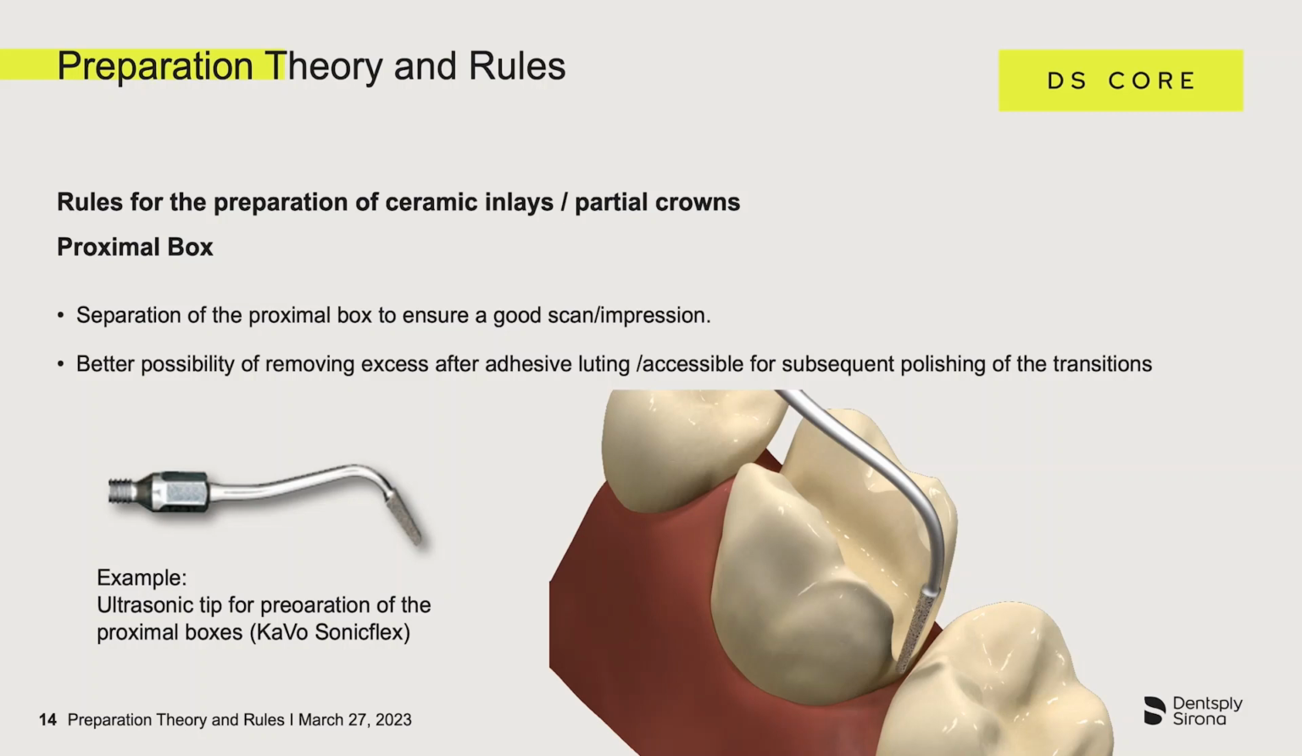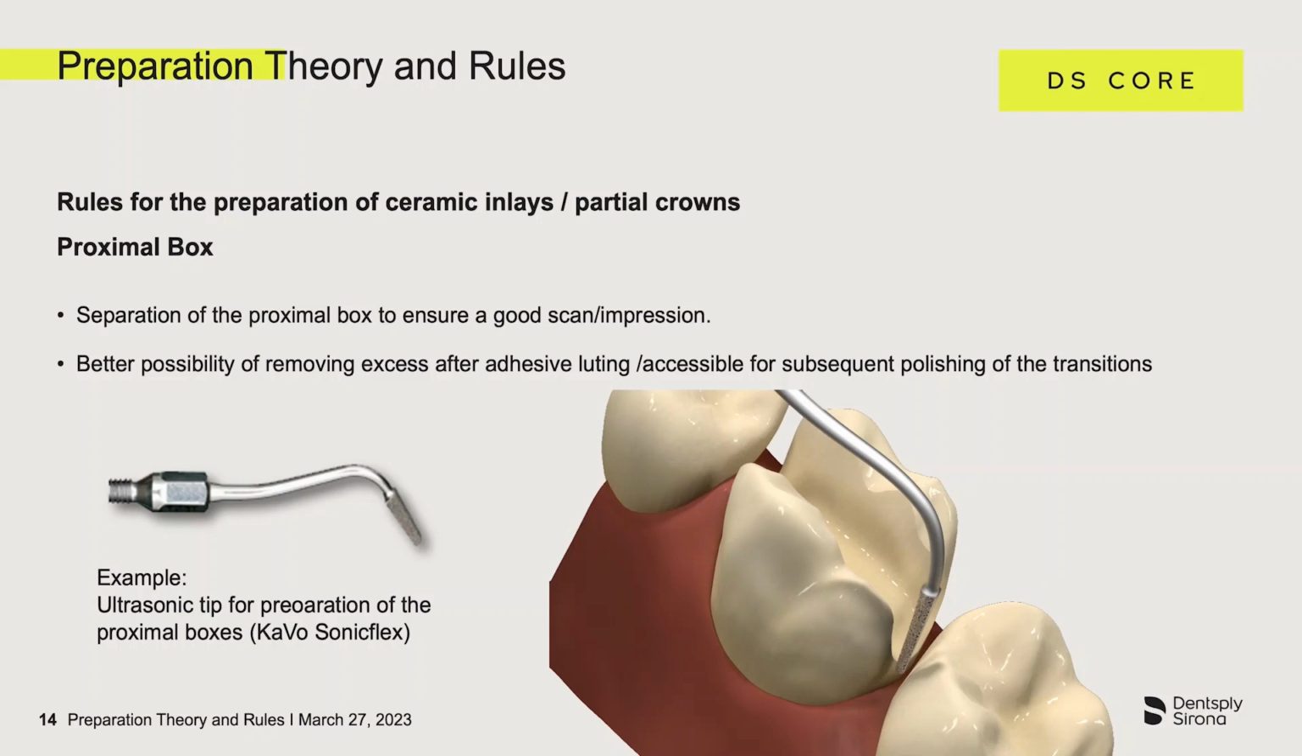Here, the rotating instruments protrude significantly beyond the preparation margin. This often leads to injury of the adjacent teeth. In order to protect the neighboring teeth, metal matrices can be used here, which are clamped around the teeth that are not to be prepared.